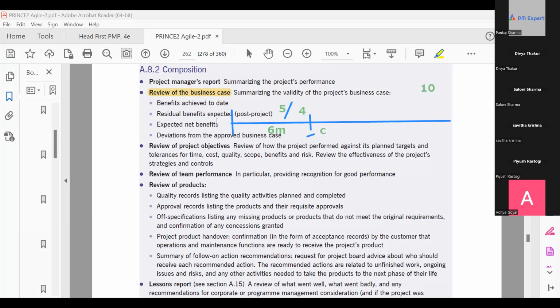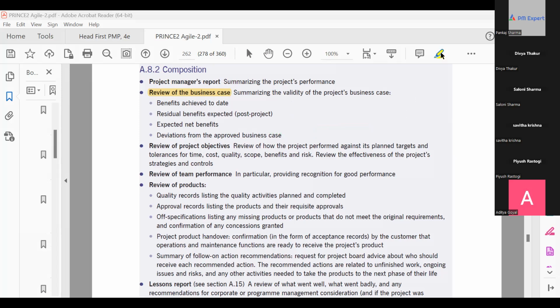Now, if my forecast says I will achieve only 8 million, then what will be the deviation from the approved business case? Will it be minus 2 million or not? Yes, it will be minus 2 million. So this is my performance with respect to the business case. Now, apart from that, should I measure the performance of the project with respect to other areas also?